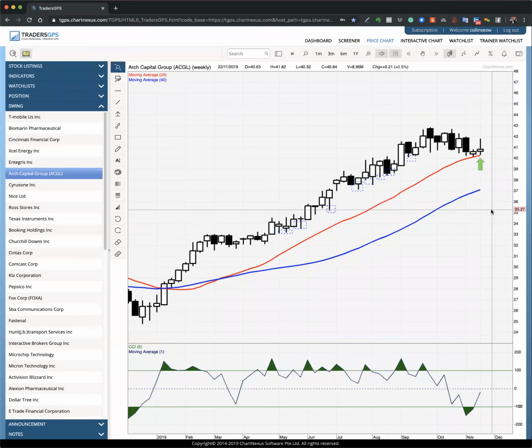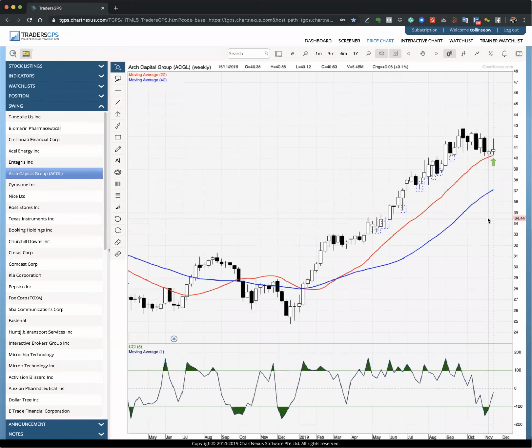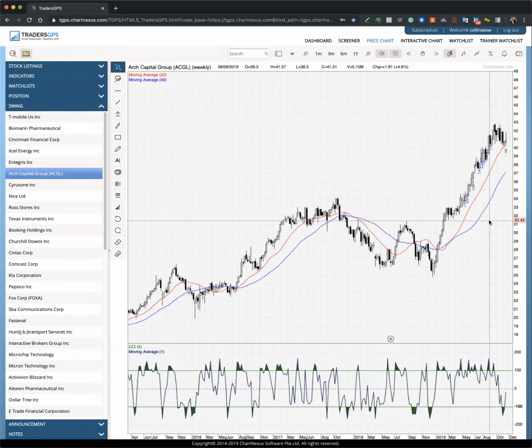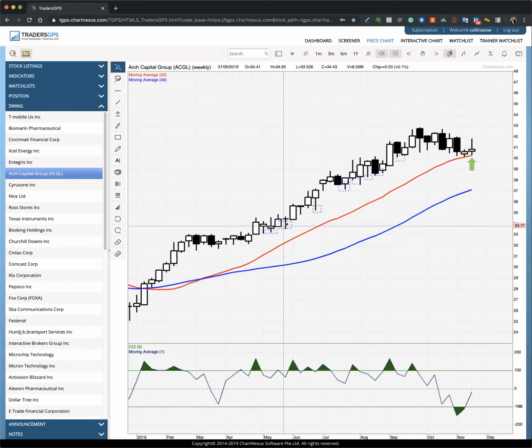Arch Capital Group, I think not bad. This one maybe is a bit controlled. You can see from here, on the way up it's very nicely controlled. So possibly there's one more swing back up here.